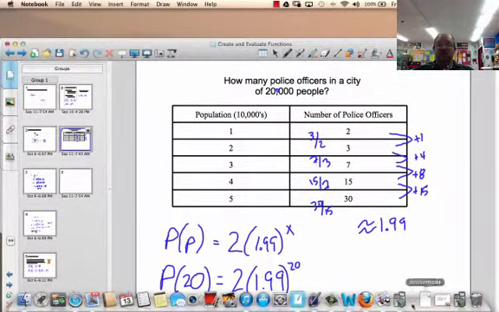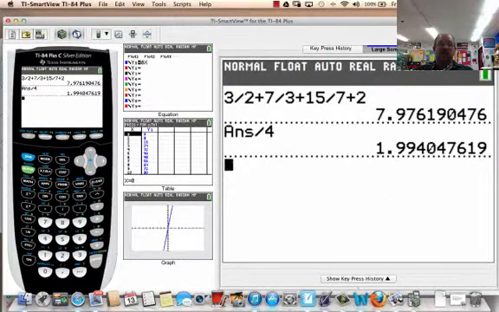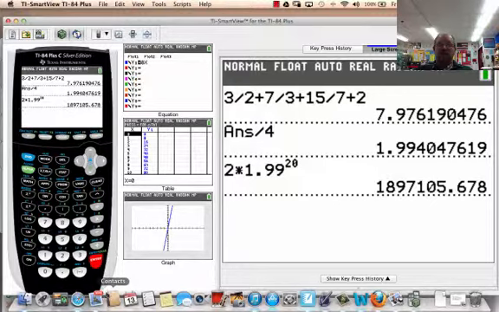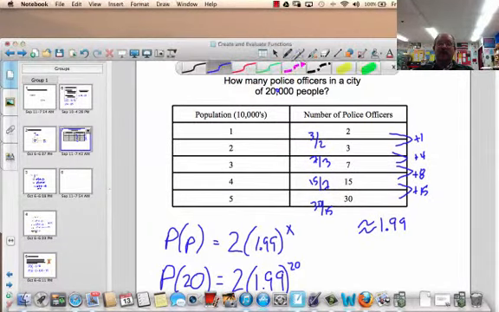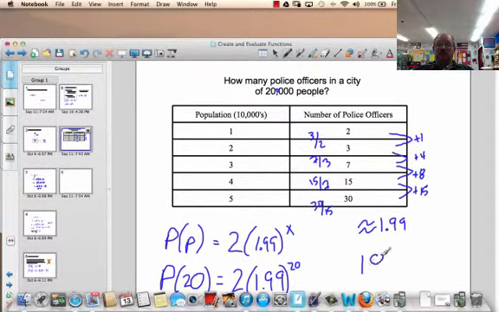And so let's go back to the calculator. Where is it? There it is. Okay, and let's do 2 times 1.99 raised to the 20th. Let's see what we get. That's a lot of police officers. So our model may not be so great, right? 1,897,000. So that means we've got more police officers than we have actual citizens. 1.8 million police officers. So our model's not so great.